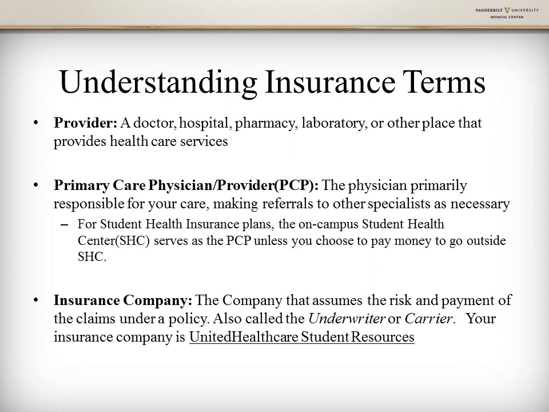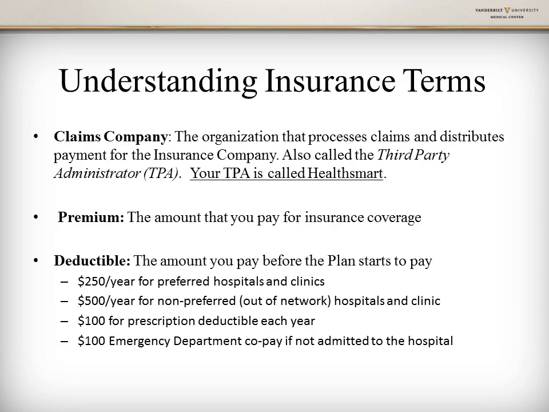The insurance company that assumes the risk and the payment of your claims anytime you use the health insurance is also called the underwriter or the carrier. Your insurance company, and it's printed on your insurance card, is called the United Healthcare Student Resources Plan. The claims company, also called the TPA, or third party administrator, is the company that your insurance company uses to really do the business of the claims. So this is the company that files, does the paperwork, distributes the payment, and communicates with you about the status of the payment. Your TPA is a company called HealthSmart.